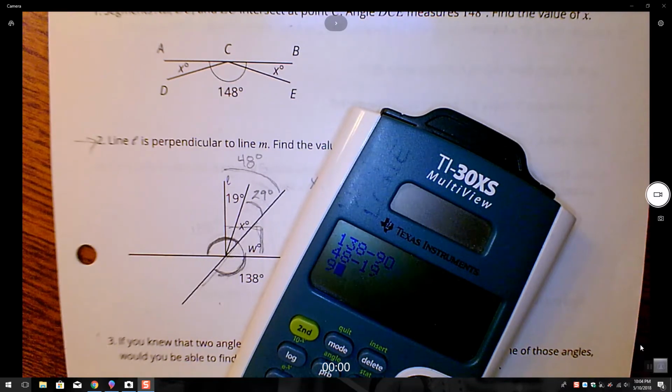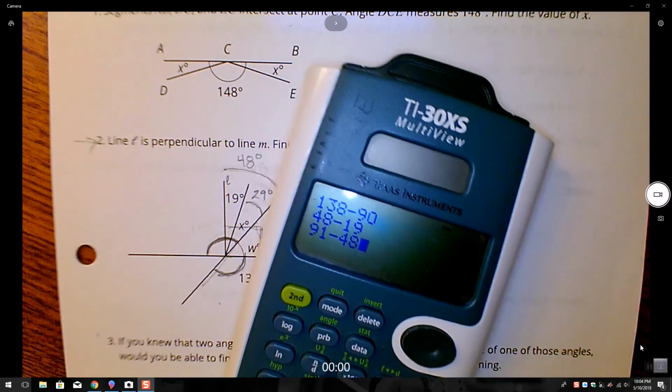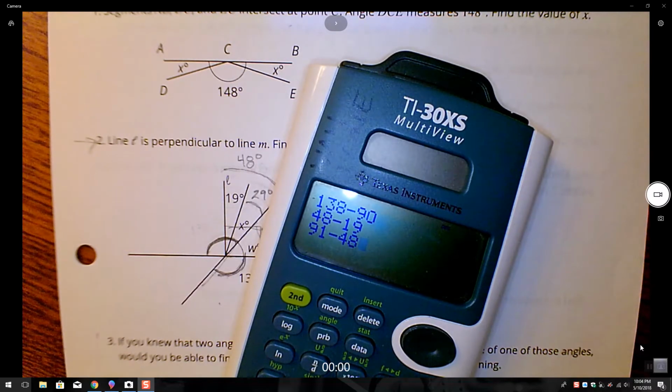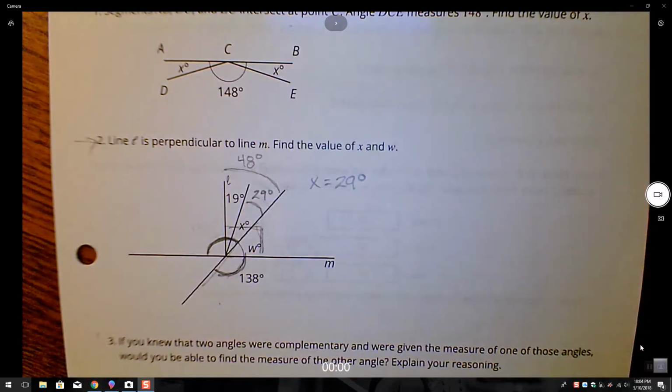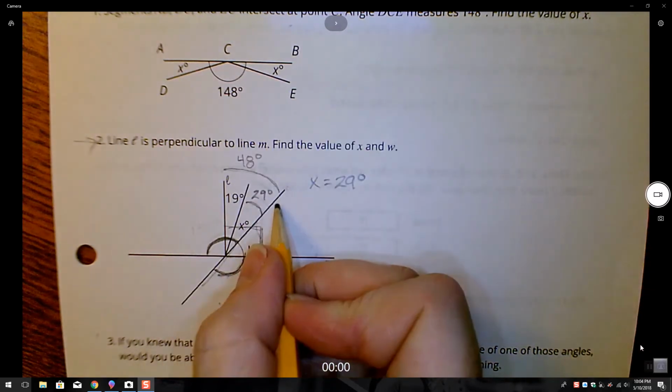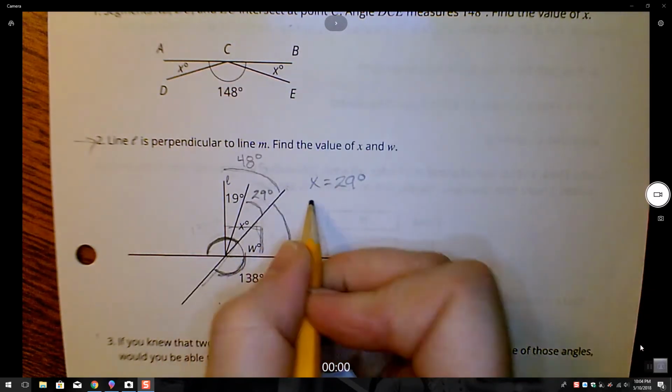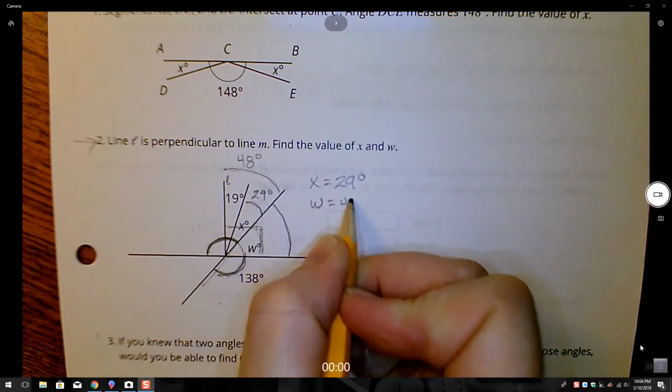So I'm going to do that. What'd you get? Did anybody do mental math to come up with this? Oh, hopefully you entered your numbers better than I did. All right, I got 42. See? So, angle W is 42 degrees.